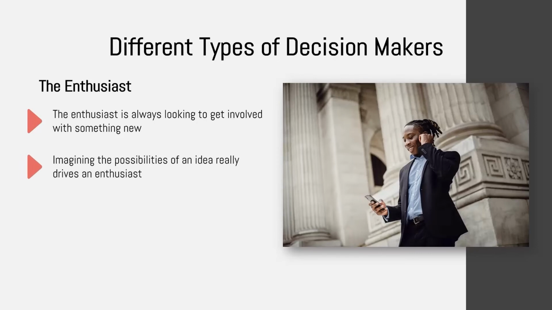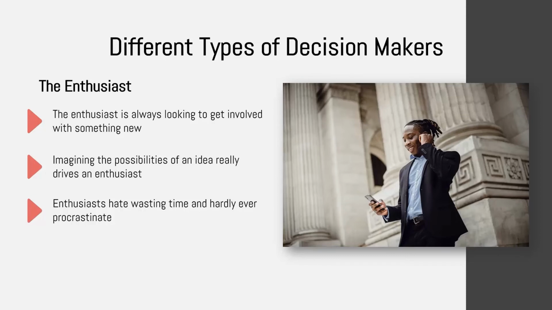Imagining the possibilities of an idea really drives an enthusiast. They are responsible people and always focus on the bottom line. You will find that enthusiasts interact a lot and they usually make decisions easily. They will take risks if they believe that the rewards are worth it. Enthusiasts hate wasting time and hardly ever procrastinate. When the time is right for them, they will make the decision.